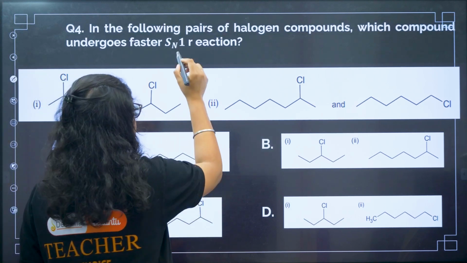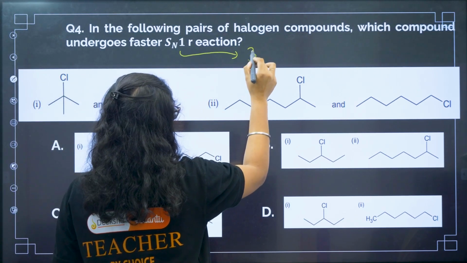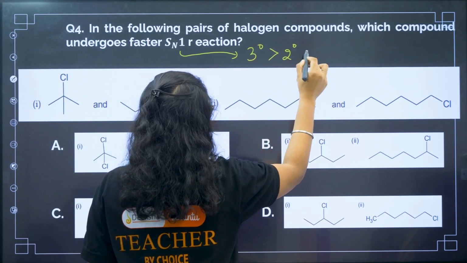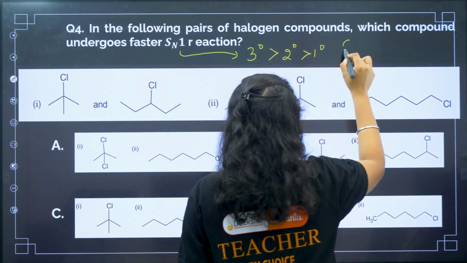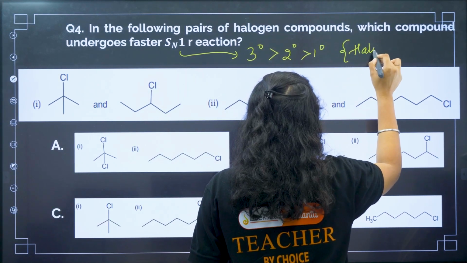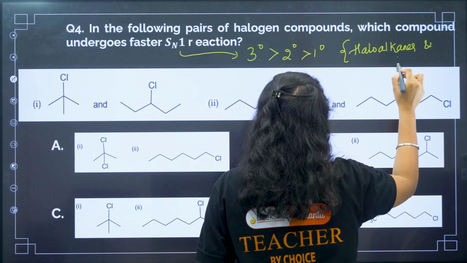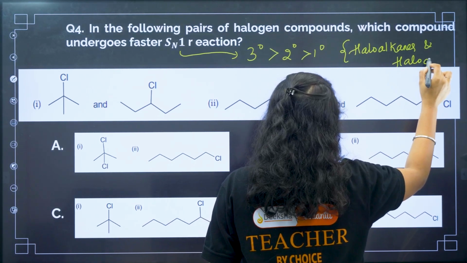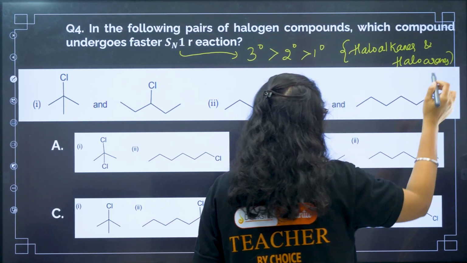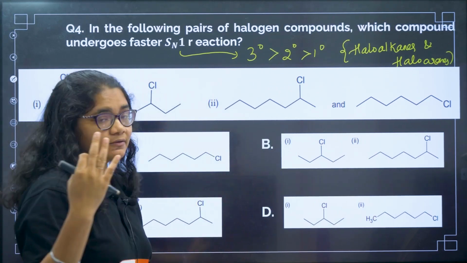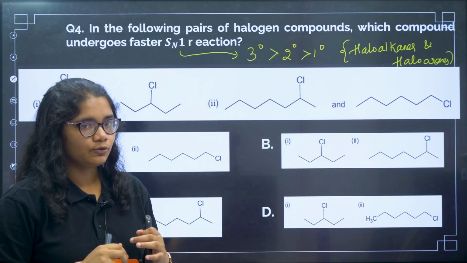So if you know the SN1 reaction order, it is 3 degree, 2 degree, and then 1 degree, right? The chapter from where this question has been asked is Haloalkanes and haloarenes. Okay, I'm giving you the chapter name so that you can understand which chapter is very much important. You can see from coordination chemistry itself we have got 3 questions in 2022, right?